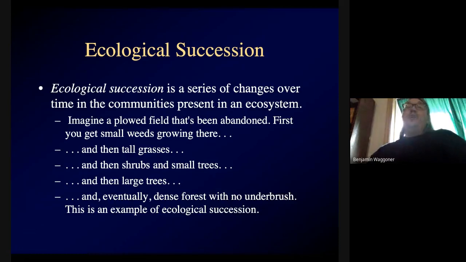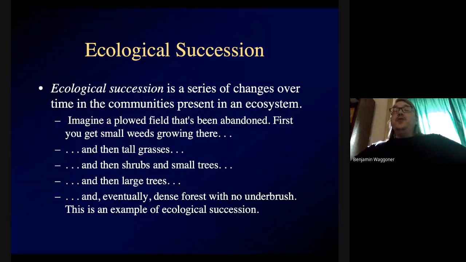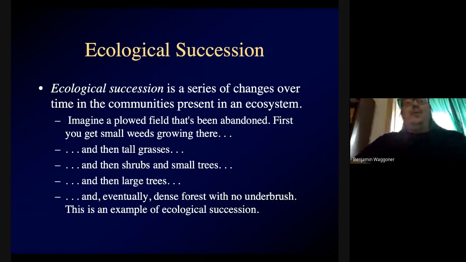And if you give it a really long time, a couple of centuries, you end up with forest that shades out the underbrush. You end up with tall trees that block so much light that not much can grow underneath them. That's an example of ecological succession, and it might take centuries to see the entire process, but the beginnings of it you've probably seen in any vacant lots or construction sites or anything like that in your own neighborhoods.